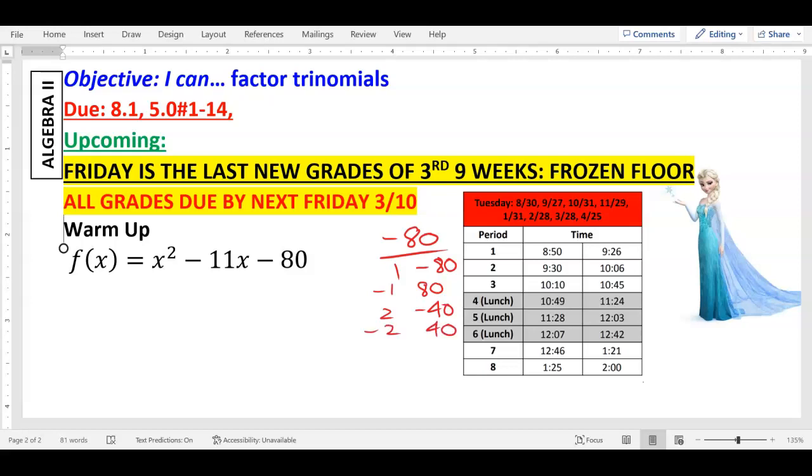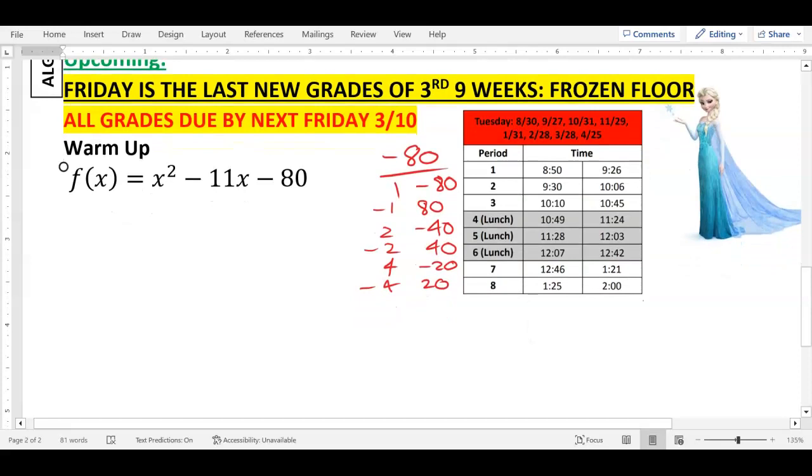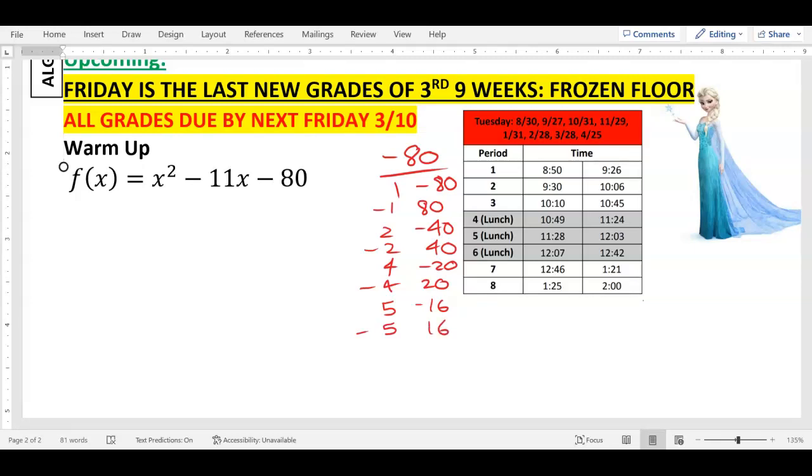3, I'll just spoil it for you, does not work, but let's try 4. 4 times what? Negative 20 and negative 4 times 20. 5 times negative 16, negative 5 times 16. Okay. 6 doesn't work, 7 doesn't work, but what about 8? 8 times negative 10, negative 8 times 10. And 9 doesn't work, and that's about it, because once you get to 10, you've already got that on the board.